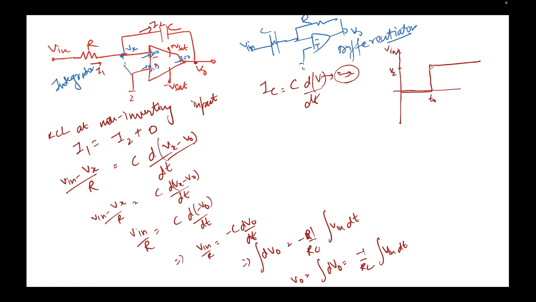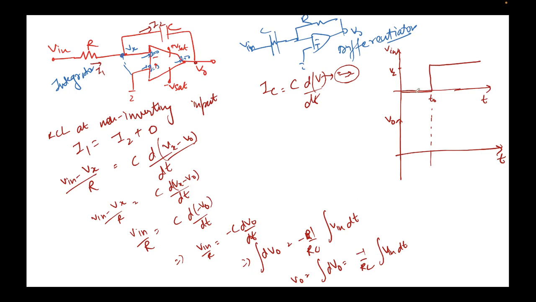This is V in with respect to time. We need to find the output voltage, V out with respect to time. This is what we are required to find. Now we know that V0 is the integral of V in times minus 1 by RC. You can clearly see there is a phase shift, a negative factor, which makes sense because this is being fed at the inverting terminal.